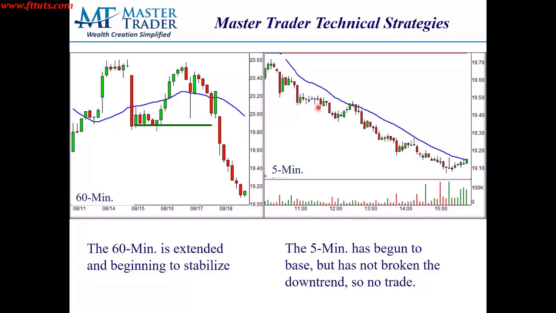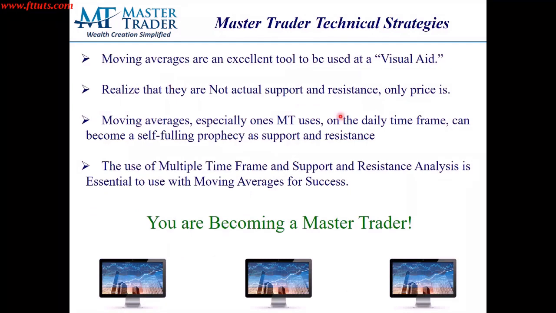However, the 5-minute is still in a downtrend. It's making lower highs and lower lows. It's beginning to stabilize a bit. It's still below the 20 MA. Notice the volume starting to pick up here. So there is interest for this stock in this area, but we need to see a little bit more evidence that buyers are stepping up and creating a new support area here before we're going to be willing to take this counter trend trade.